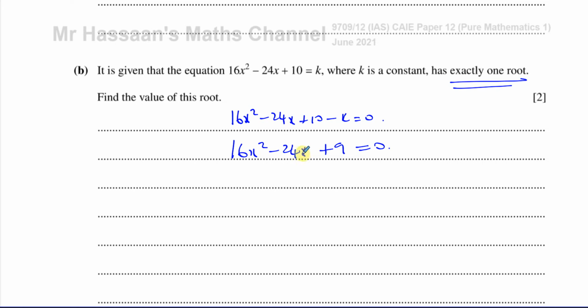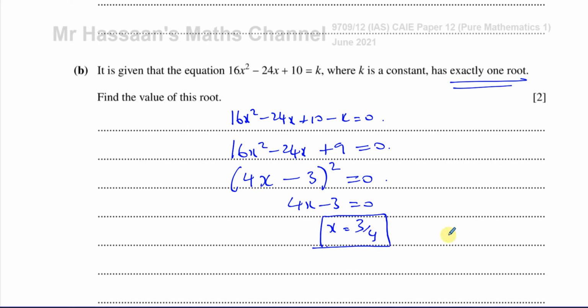If it looks like that, it will have exactly one root, because when you factorize it, you'll have 4x minus 3 squared equals 0. So when you solve this, you end up with 4x minus 3 equals 0, so you have x equals 3/4. So this is the one root. x equals 3/4 is that root.